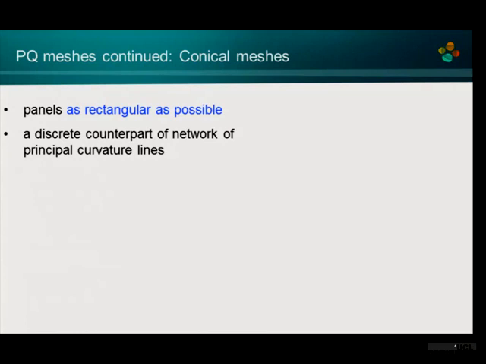We will not get any insight. So we need a discrete counterpart. We see that as rectangular as possible means right angles, as close as possible. Then we also have these properties that these are conjugate curve networks. Differential geometry will tell you a conjugate curve network, which is also orthogonal, is a network of principal curvature lines. So you immediately see that these objects must be a discrete counterpart of principal curvature lines.